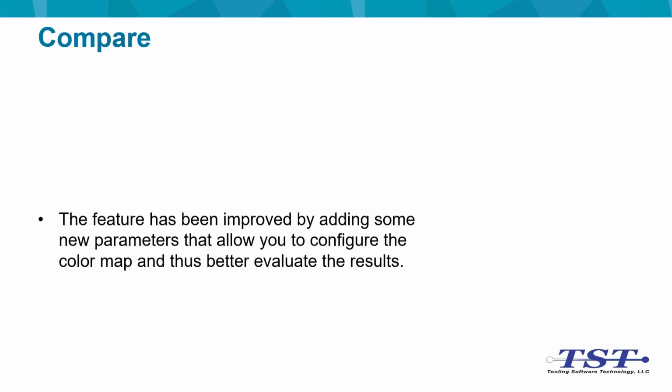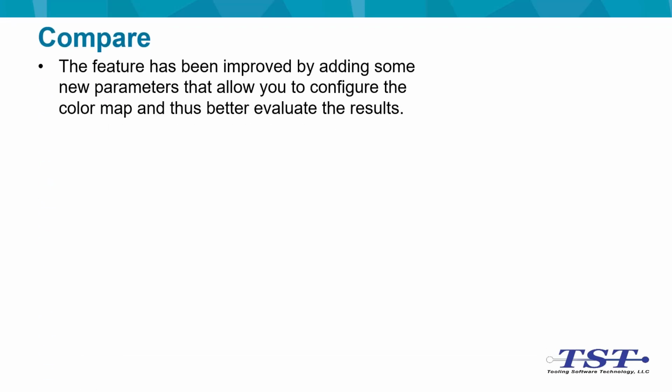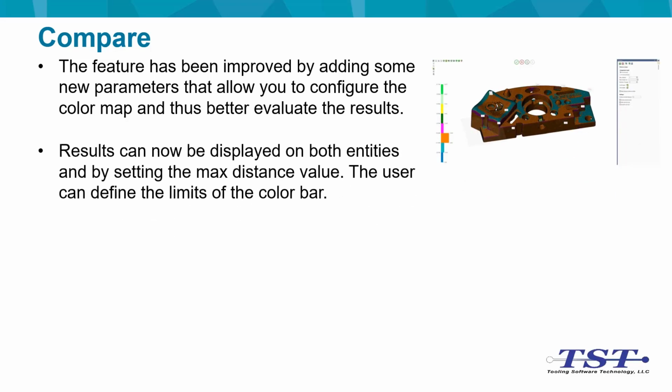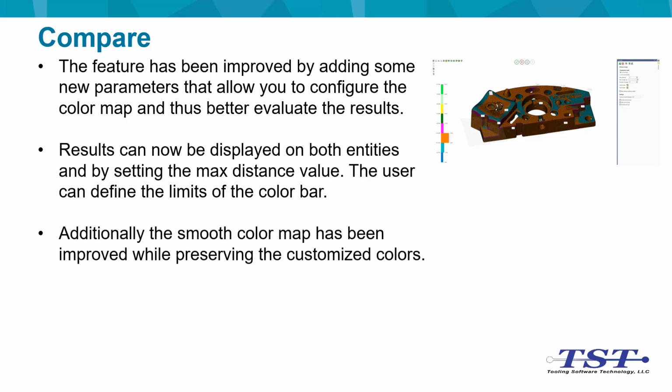And within Compare, this feature has been improved by adding some new parameters that allow you to configure the color map and thus better evaluate the results. So the results can now be displayed on both entities, and you can set maximum distance values, and you can define the limits of the color bar. Additionally, the smooth color mapping has been improved while preserving the customized color.